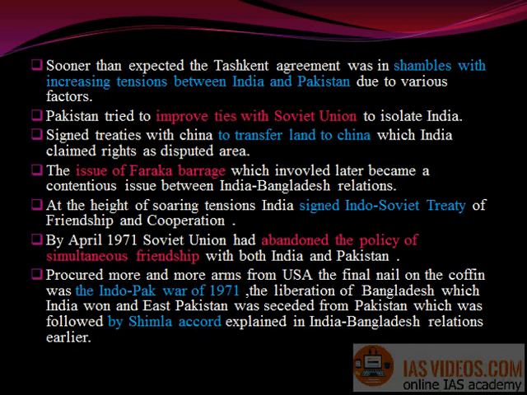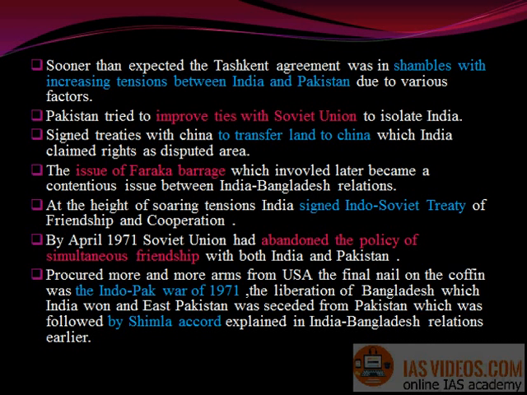At the height of soaring tensions, India signed the Indo-Soviet Treaty of Friendship and Cooperation. By April 1971, the Soviet Union had abandoned the policy of simultaneous friendship with both India and Pakistan. Pakistan procured more and more arms from the USA. The final nail in the coffin was the Indo-Pak War of 1971.